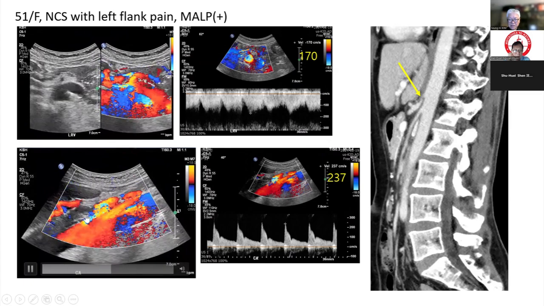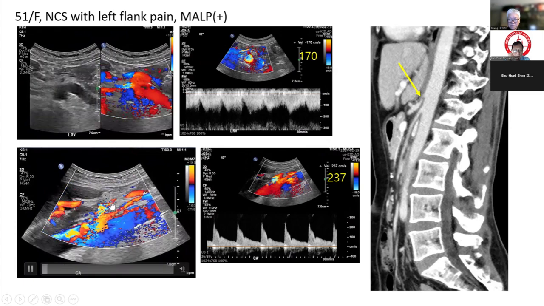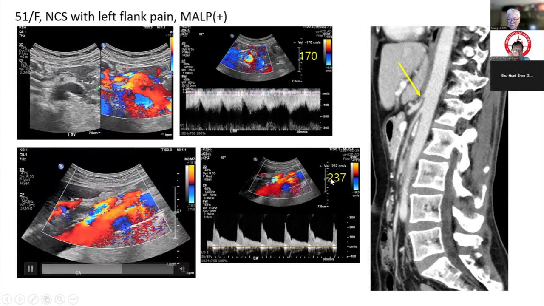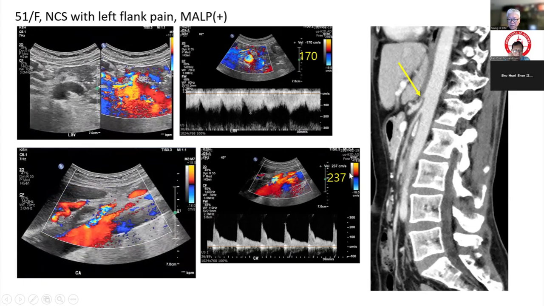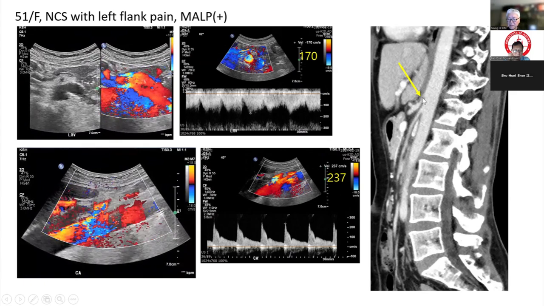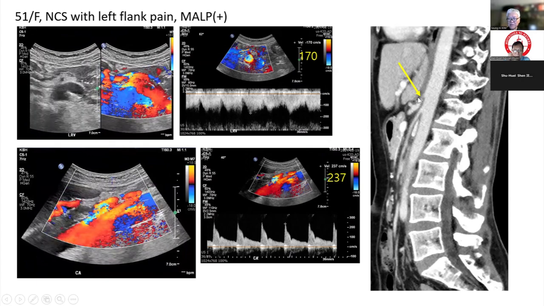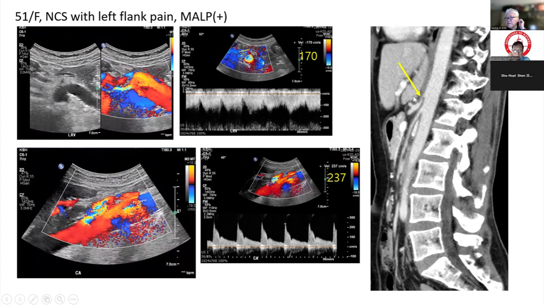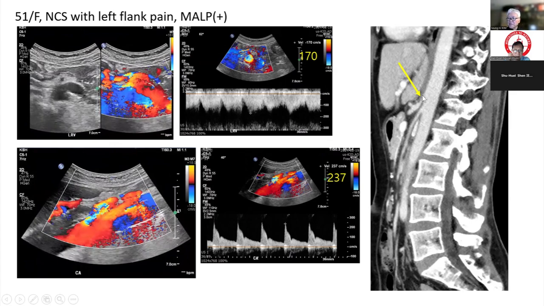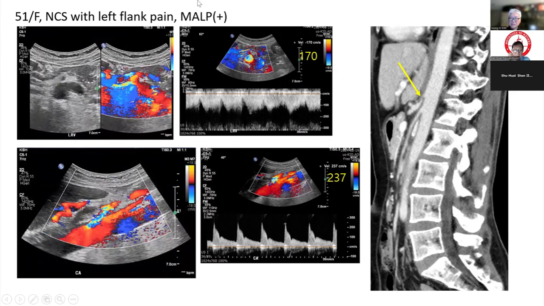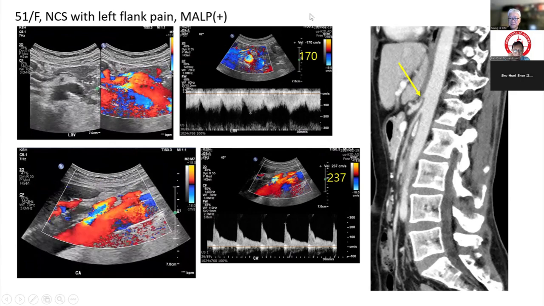This is the celiac artery, and the very bright colored flow. Velocity is high, 237. And the CT scan also shows a little bit of compression here. So this patient has the compression phenomenon in the celiac artery, but did not have any symptoms.